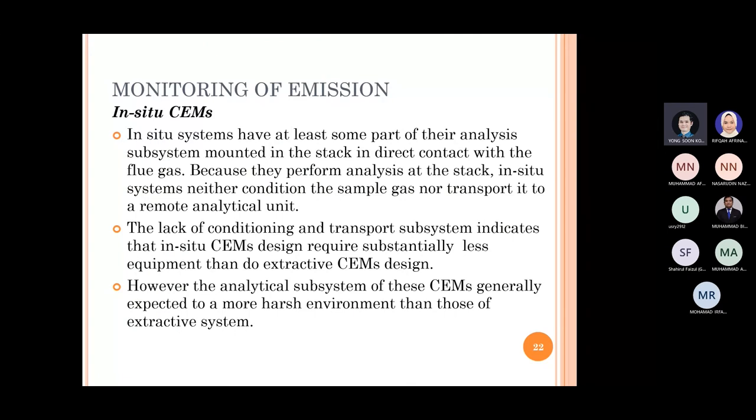So in-situ systems have at least one part of the analysis subsystem mounted in the stack in direct contact with the flue gas. Since they already say in-situ, that means at the site, which here is immediately in the stack. So you can imagine the chimney, very high up. Yeah, you're not wrong thinking of that. There are some sensors, processors, and samplers, all installed very high. Some are installed at a very low level, depending on where the monitoring needs to be conducted. Some even measure the entire length across the stack. That is another type of CEMS, which we will cover later on.